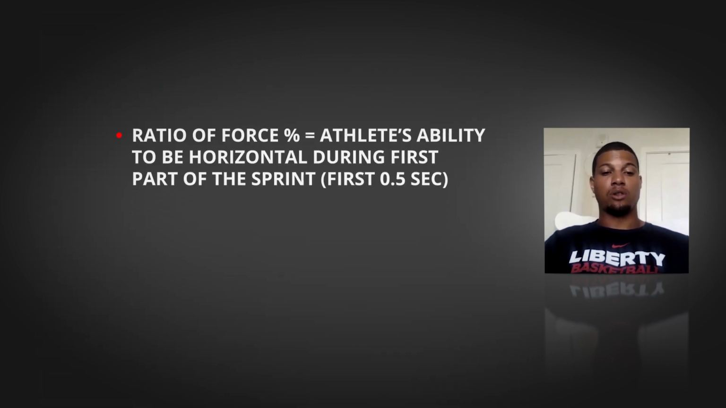athlete's ability to be horizontal in the first part of the sprint. So can the athlete direct their forces horizontally? You have two forces, vertical and horizontal. That's resultant force. How much of that resultant force is horizontal? That's the beginning of a sprint, the first 0.5 seconds.